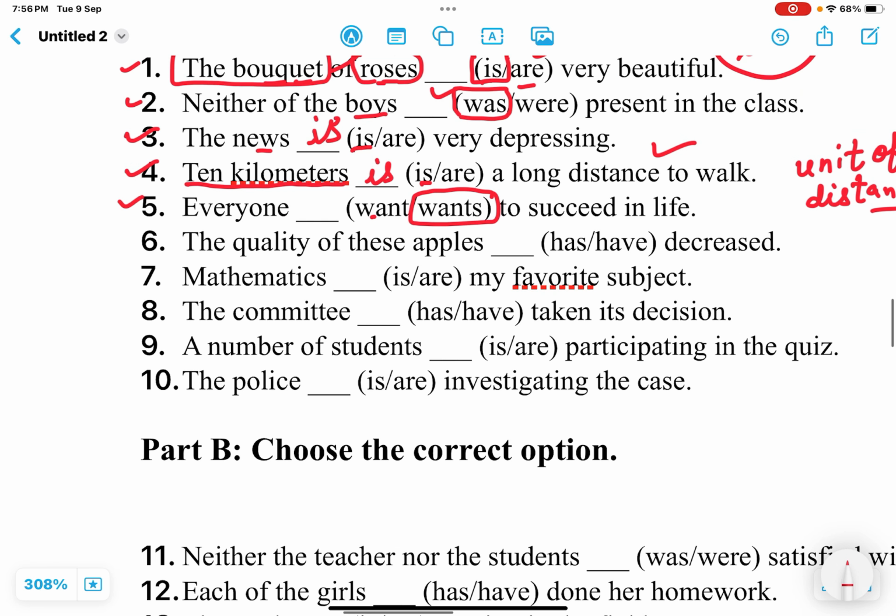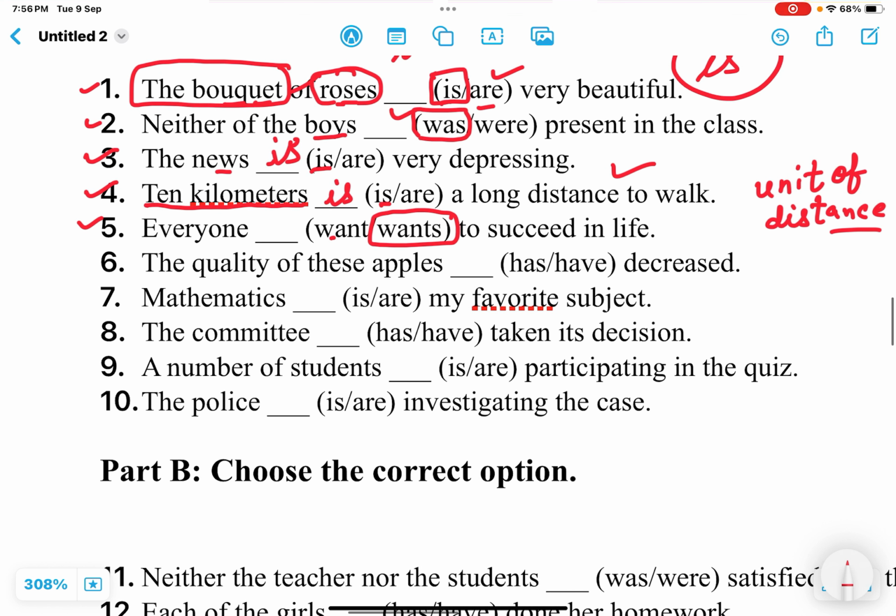So here what is the sentence? Here the sentence is: everyone want or wants to succeed in life. When a sentence starts with every, the subject is singular. So here we are to use a singular verb. So the want here is plural, but when s is added it becomes singular, because this is a verb, so in a verb it is the opposite. So everyone wants to succeed in life.